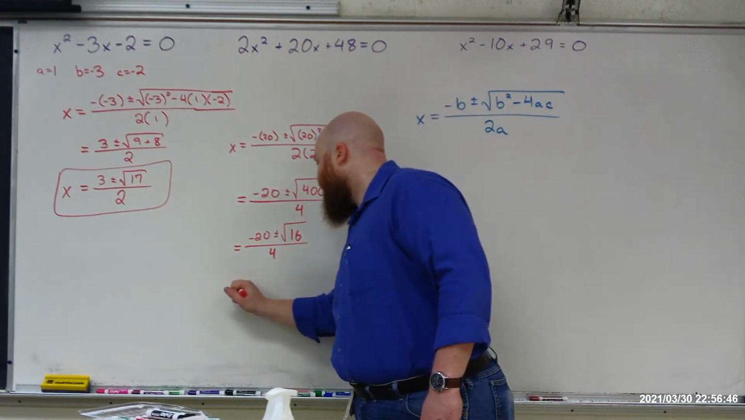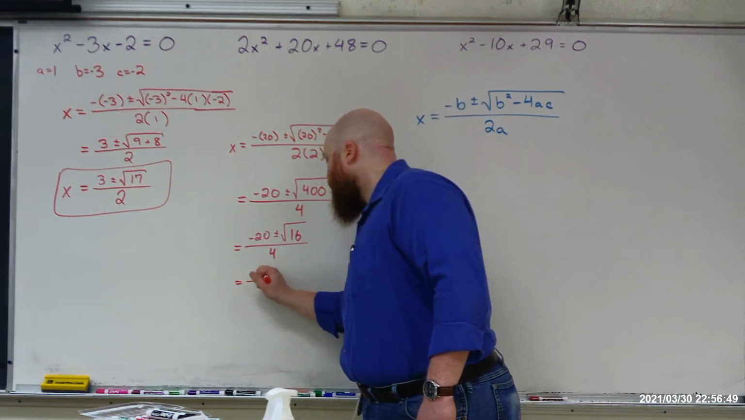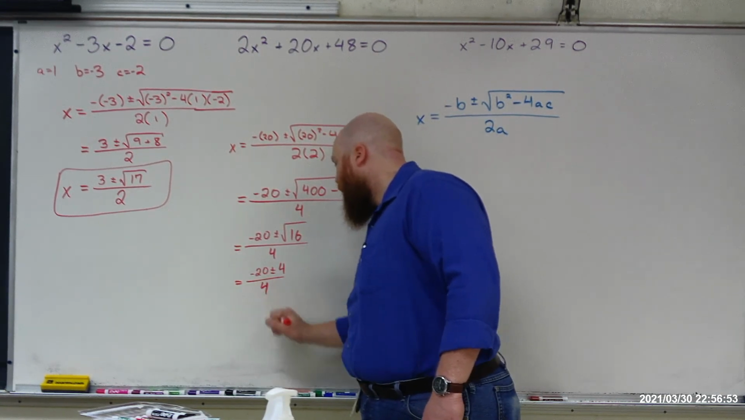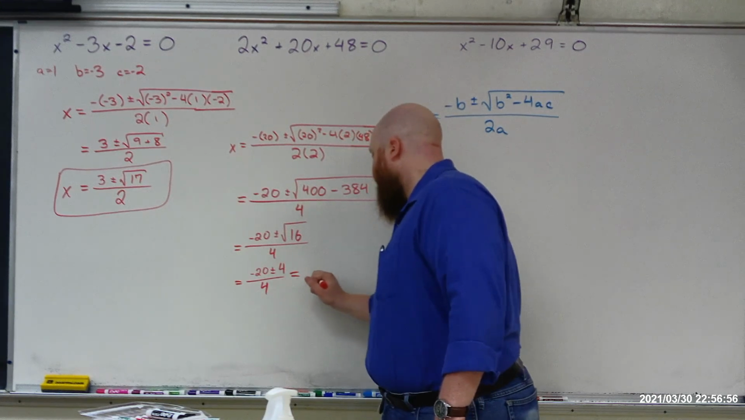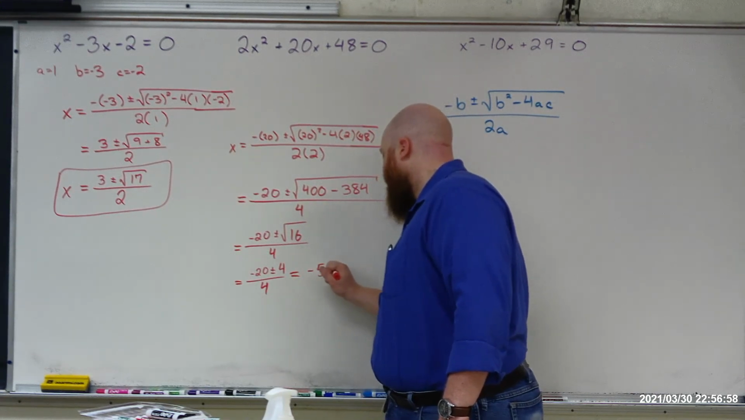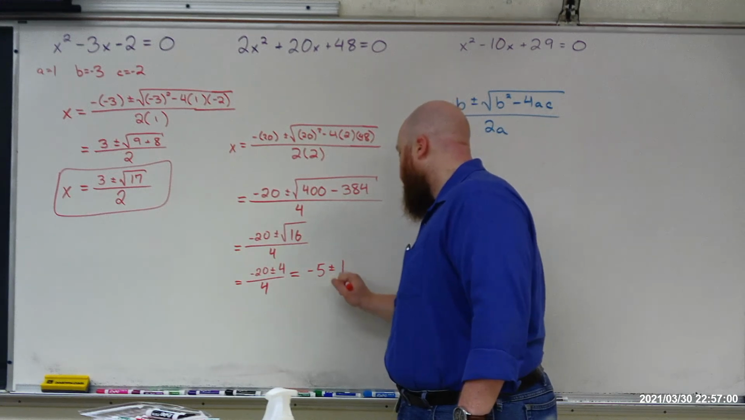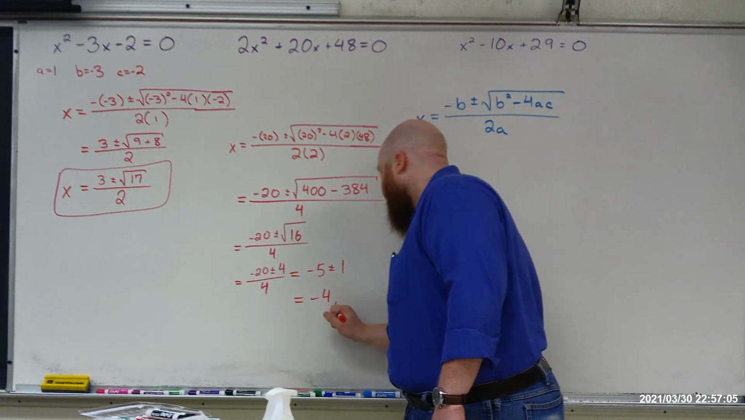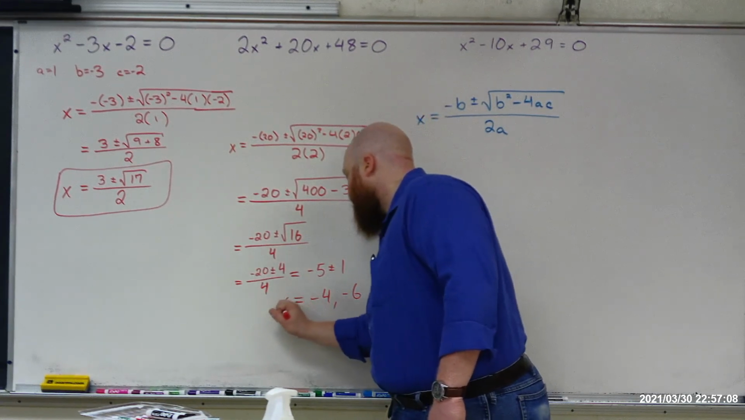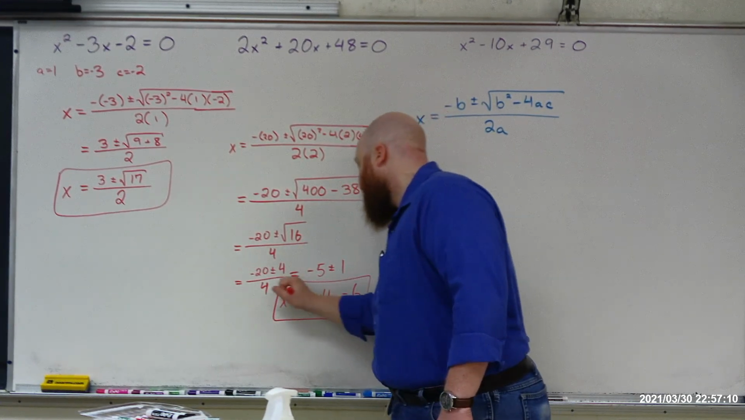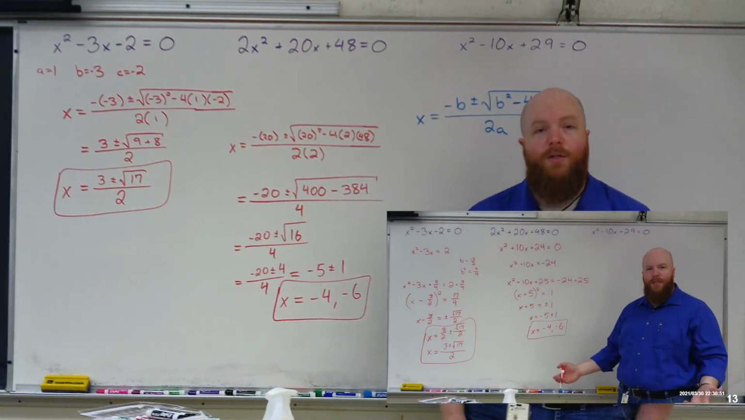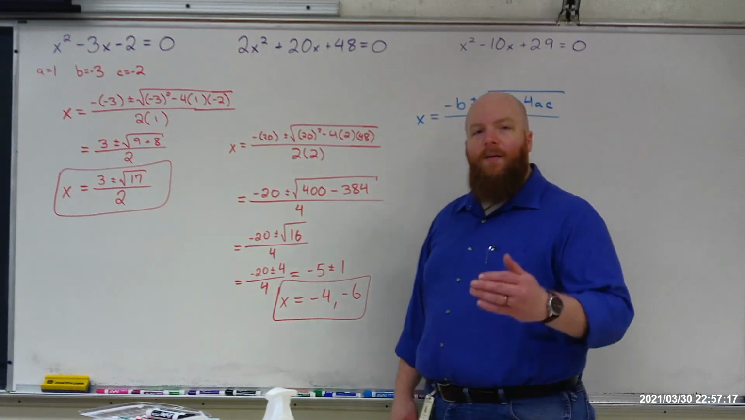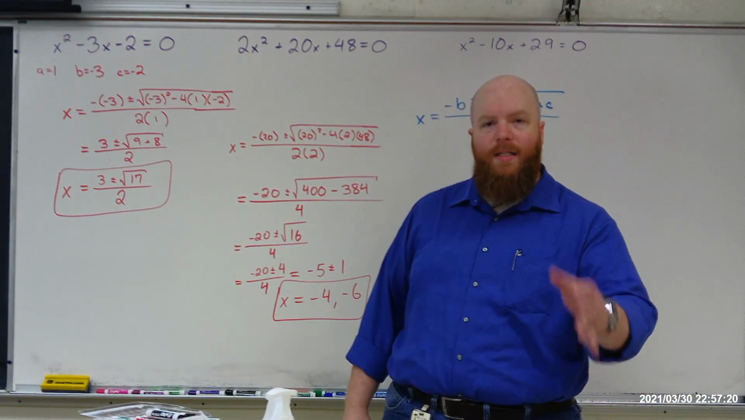Keep simplifying. That is the same as negative 20 plus or minus square root of 16 is 4 all over 4, which is the same as negative 20 over 4 is negative 5 plus or minus 4 over 4 is 1, which is equal to negative 5 plus 1 is negative 4, negative 5 minus 1 is negative 6. We have solved this for x as well. And again, compared to the results that we got looking at completing the square, it's the same answer. The quadratic formula works every single time.